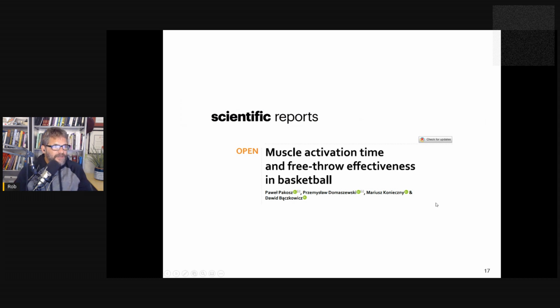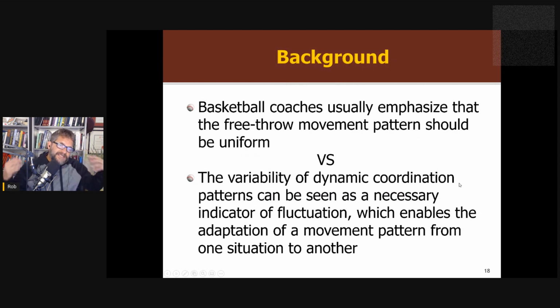Here's a very recent study that looked at muscle activation during free throws. What they emphasize in their study is what I've been talking about. Most coaches would teach basketball shooting with the idea that you need a uniform, repeatable shot technique for free throws. You want to do the exact same movements as much as possible. Whereas in the alternative view, we argue that having some variability, allowing some variation, both within individuals from shot to shot and across individuals, can be useful.